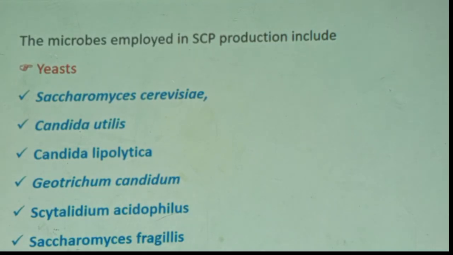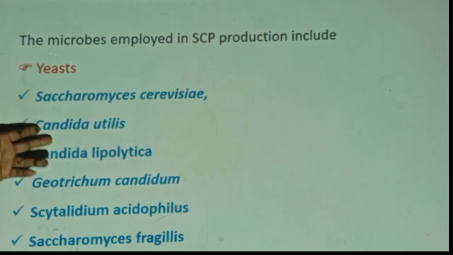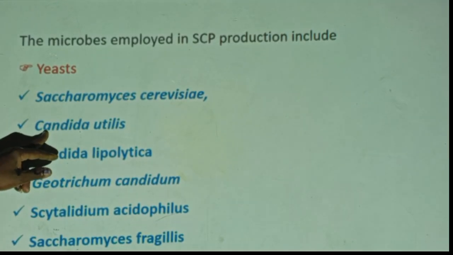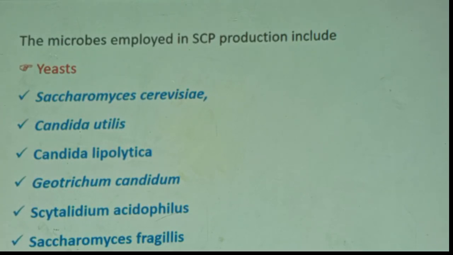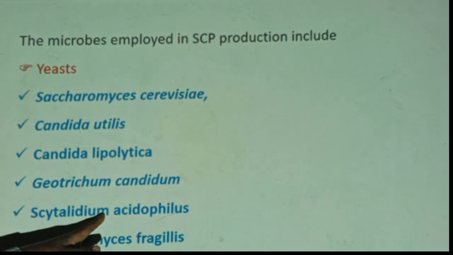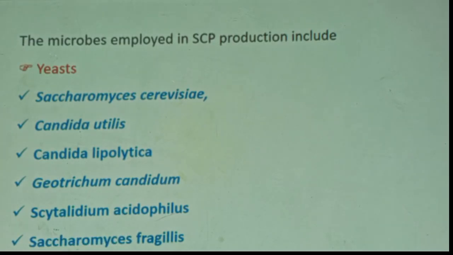Then, the microbes employed in single cell protein production. Now I'm telling you some common microorganisms that we use in single cell production. These groups are yeasts. There are many species of yeasts. You have to know at least this one; there are many others. Saccharomyces cerevisiae is the usual yeast that we use for fermentation in the beer industry, locally at home, for injera or bread making. Candida utilis, another yeast-like mold. This one is Candida lipolytica. This is another single cell Candida yeast which, if we multiply it in industries, can provide protein-rich food. Geotrichum candidum, Cytophaga acidophilus, and Saccharomyces fragilis.